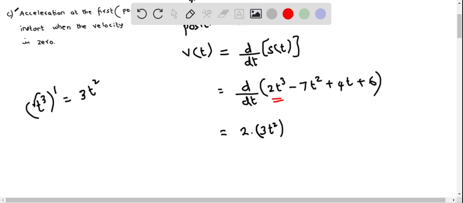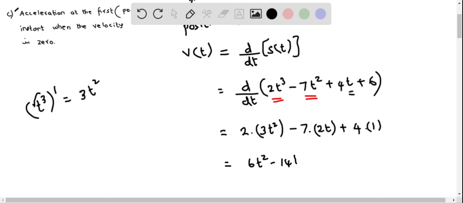And now I find the derivative of the next term, that is −7t². So I put the constant −7 as it is, multiply with the derivative of t², which is 2t when we apply the power rule, and plus, once again, I apply the constant multiple rule to keep the constant 4 as it is, and then find the derivative of t, that is 1. So let's simplify this. 2 times 3 is 6, so this is 6t², and −7 times 2 is −14t, plus 4. So this is the function which represents the velocity, or this is the velocity function.